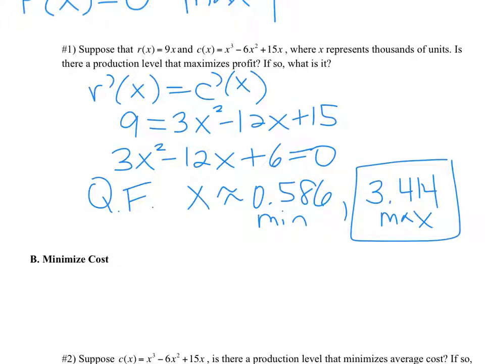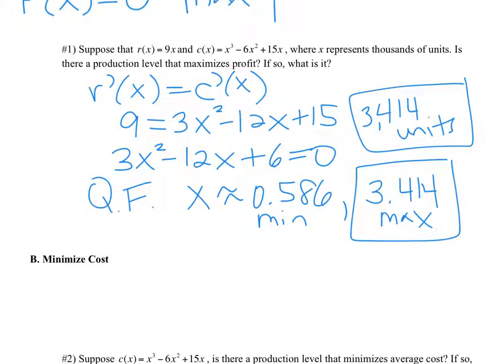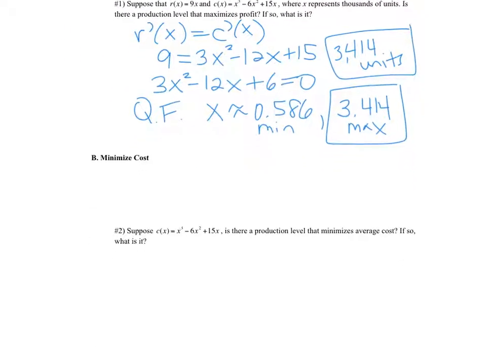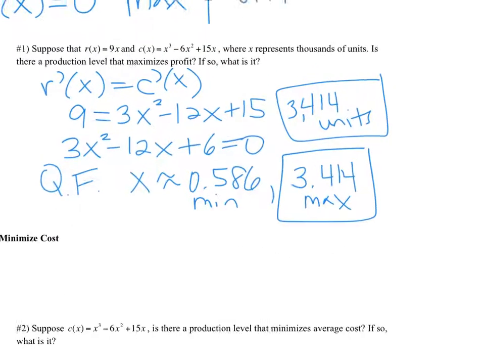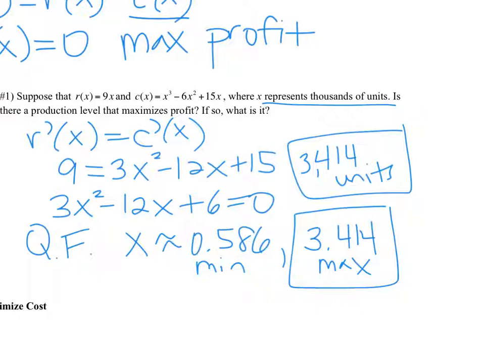And so is there a production level in thousands of units? Yeah, so you would want to do 3,414 units is what you want to make to maximize your profit. If you make more, you're going to lose money. If you make less, you're not going to sell as much. It is, yeah. To break even? Okay, minimizing cost. Oh, because X was in thousands of units.